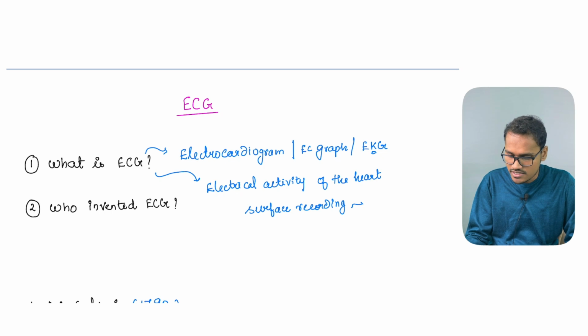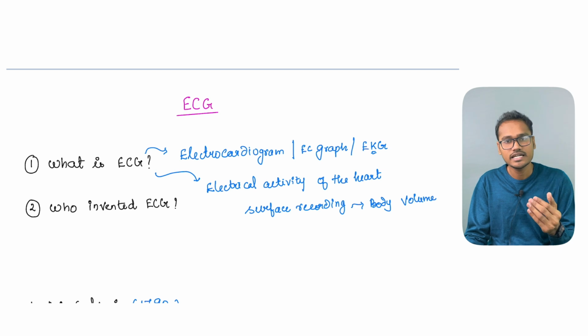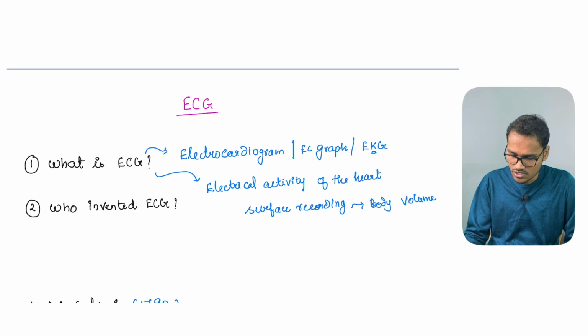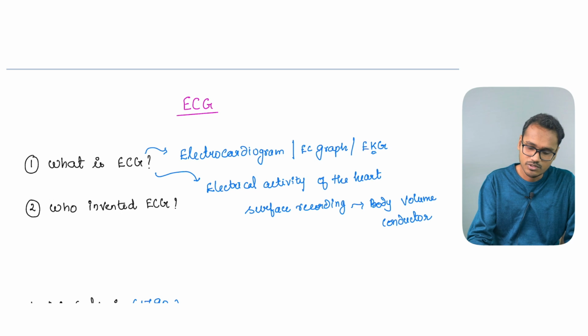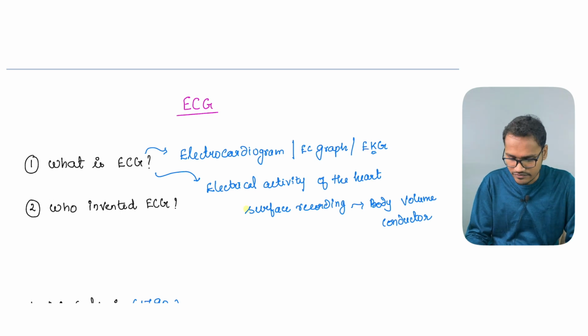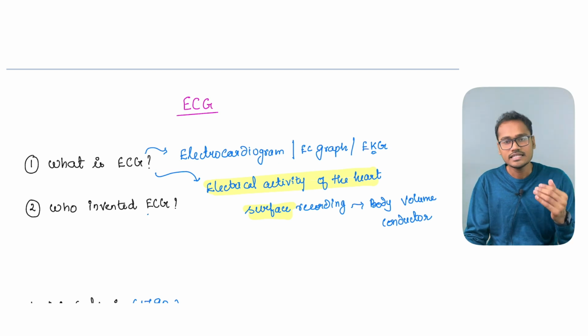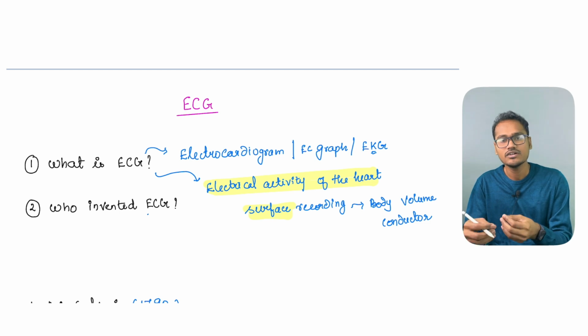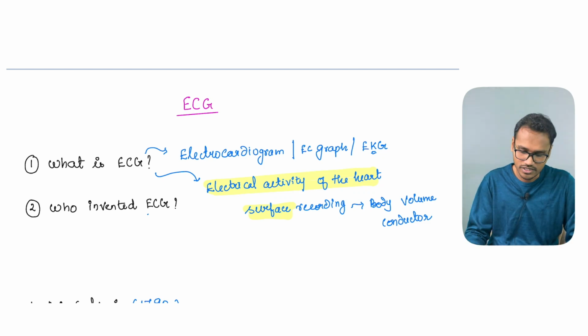Because our body acts like a volume conductor. Whenever any electrical activity is generated at one point, it is conducted in the body fluids and can be recorded even on the surface. So the body acts like a volume conductor, and because of this property we are able to record an ECG. It is basically the surface recording of the electrical activity of the heart. And it is such a sophisticated instrument: we do not have to do any intervention, and it is not painful to the patient. It is just a simple procedure. You just place the electrodes on the subject and it gives us the recording of the heart.